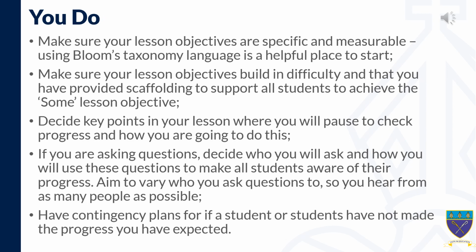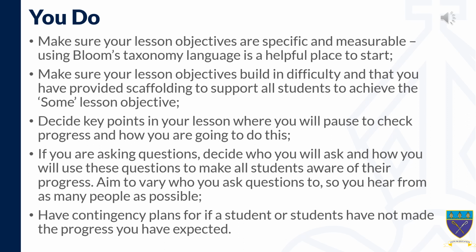Follow the steps below to implement this strategy in your lessons. Firstly, make sure your lesson objectives are specific and measurable. Using Bloom's taxonomy language is a helpful place to start. Make sure your lesson objectives build in difficulty and that you have provided scaffolding to support all students to achieve the some lesson objective. Then decide key points in your lesson where you will pause to check progress and how you are going to do this.